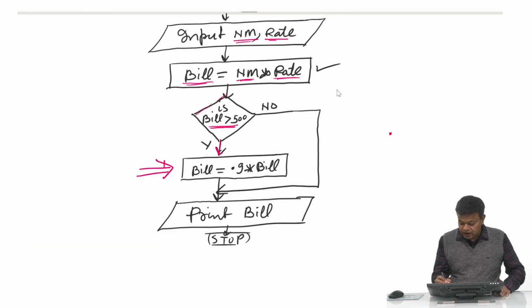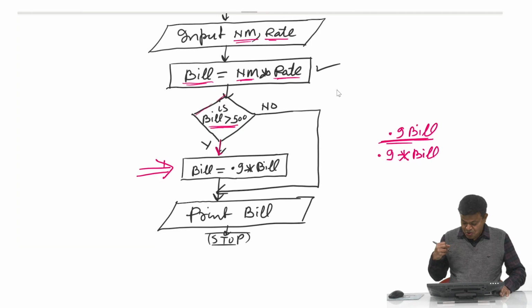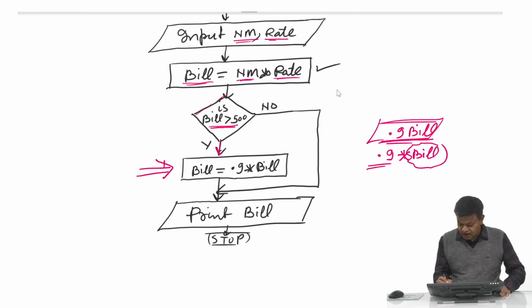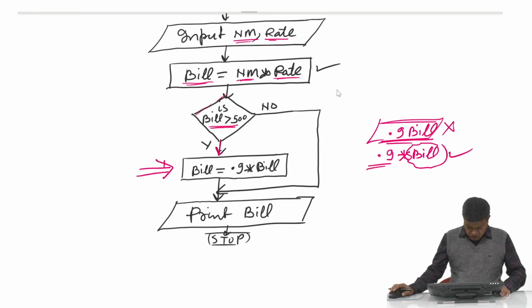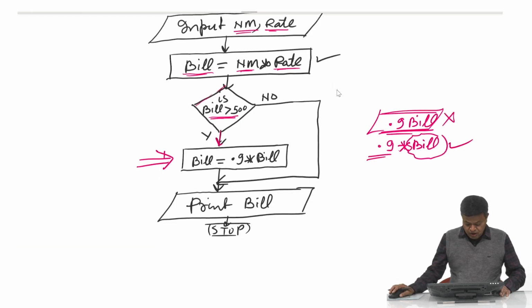So, now I have written bill is equal to 0.9 into bill, because it remains. I can't write 0.9 bill, I can't write like this, okay, because I need to write 0.9 into bill. 0.9 bill is nothing here. Because bill itself is an identifier, I will have to write 0.9 into bill. So, this is right, this is wrong. Bill is equal to 0.9 into bill.